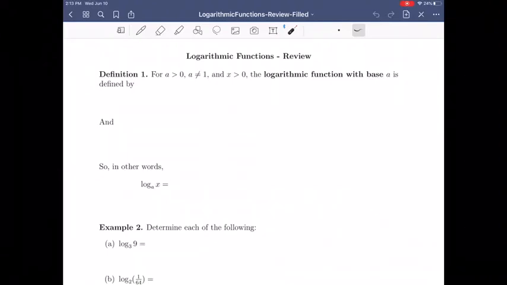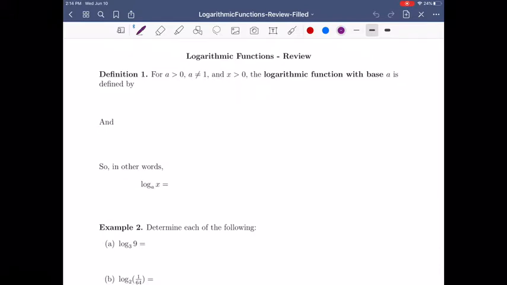In this video, we're going to do a brief review of the logarithmic functions. So we begin by defining what a logarithmic function is. When we talk about log functions, we often refer to their base as well. So we say the log function with base a. These bases have restrictions on them, so they need to be positive and not equal to 1, just like the bases for the exponential functions.